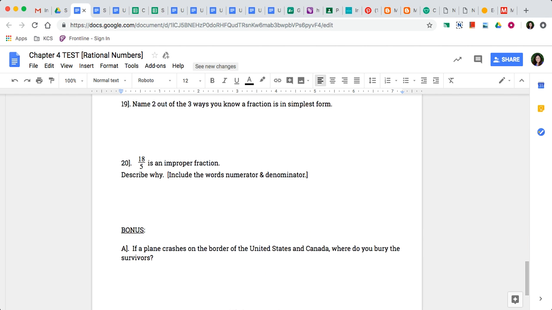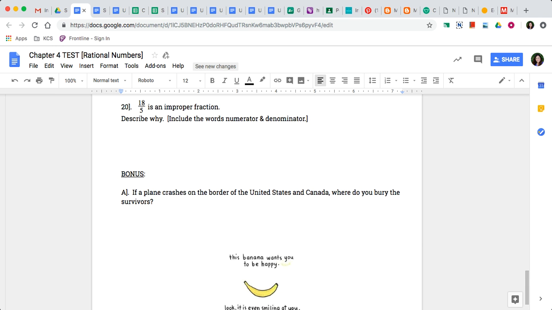Number 19, name 2 out of the 3 ways you know a fraction is in simplest form. Mrs. Veers has talked about this many, many times. All you need to do is share 2. All right, 20. 18/5 is an improper fraction. Why is it? Make sure you're using 7th grade words, numerator and denominator. Explain why is 18/5 improper.